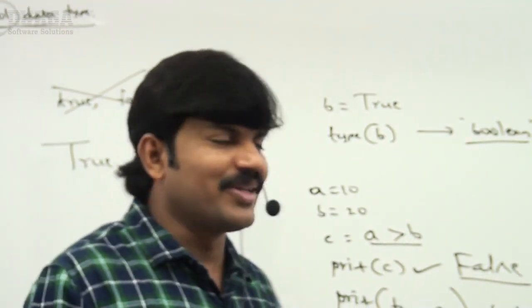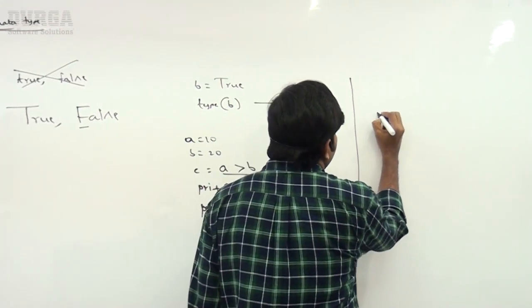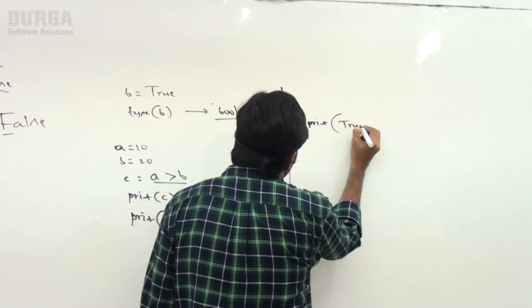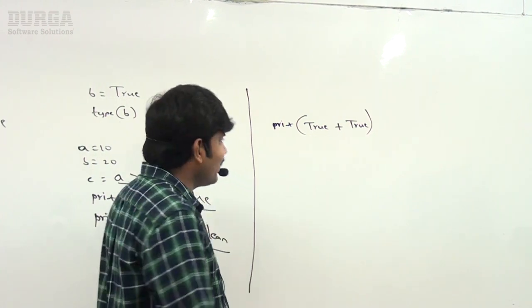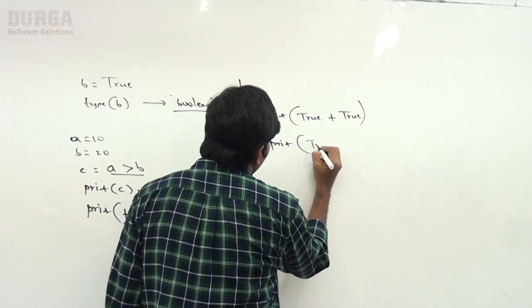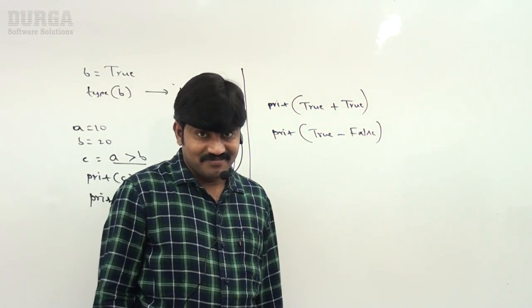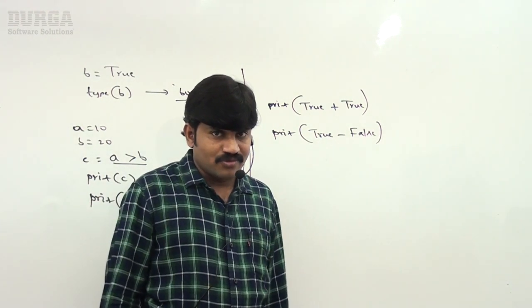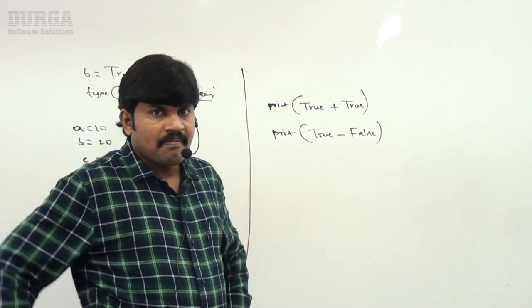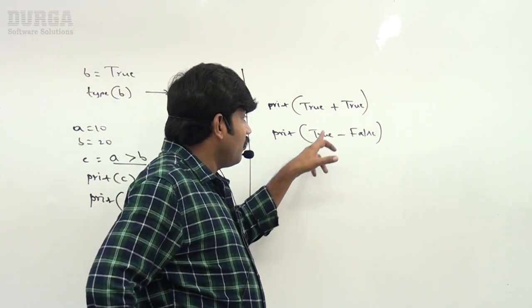Now I have one small doubt, sir, about this Boolean data type. Listen carefully. If I ask, can you please print True plus True, what is the answer? Next, print of True minus False, what is the answer? Respond. Arithmetic operations are performed between two Boolean values. True plus True, True minus False. What answer are you going to get now? Why are you silent?